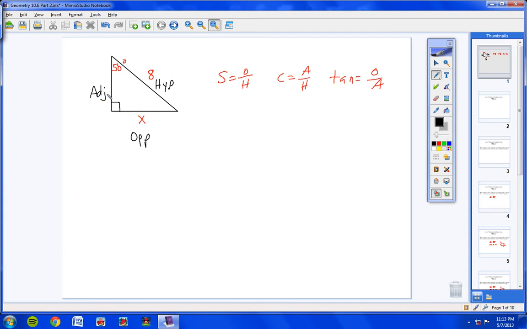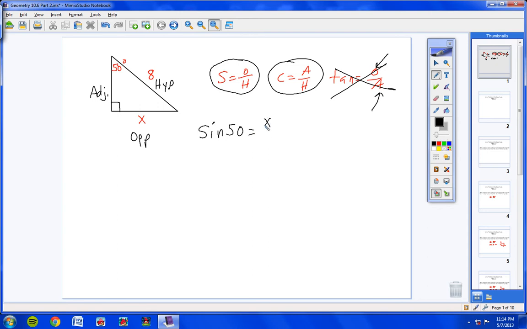Now look, students, the only side that I know is the hypotenuse. So I can use sine or I can use cosine. I cannot use tangent. I do not know what the opposite side is, and I do not know what the adjacent side is. You have to know at least one of the sides to use these trig ratios. So it really doesn't matter which one you use. I'm going to go ahead and use sine. So sine of what angle? Sine of 50 equals opposite, that's my x, over hypotenuse, that's 8.